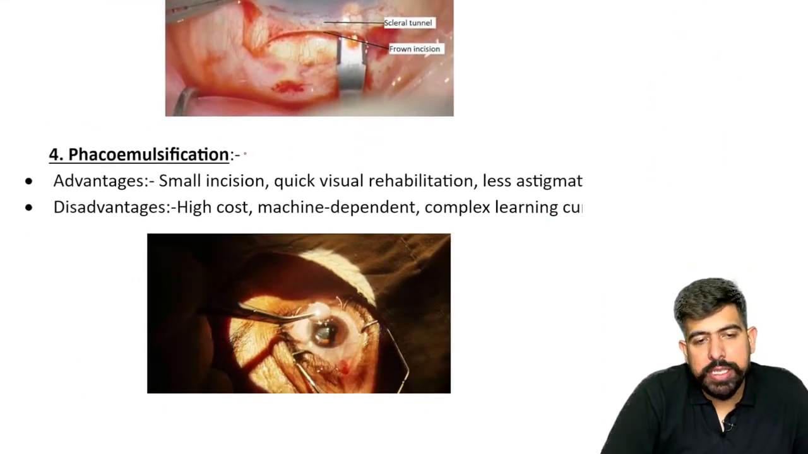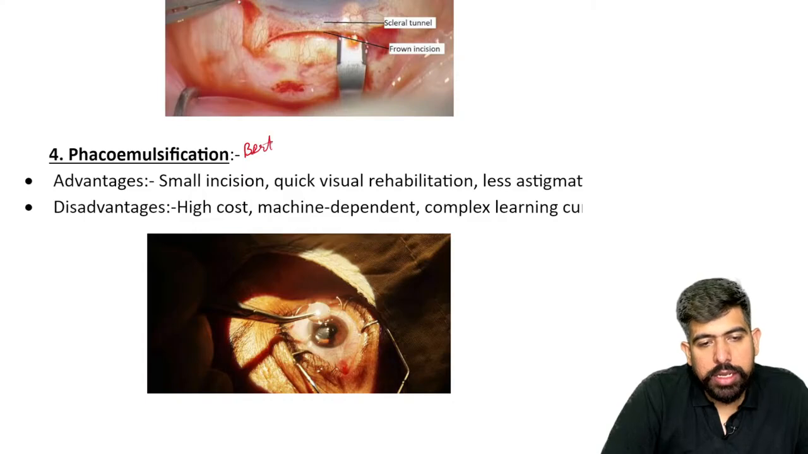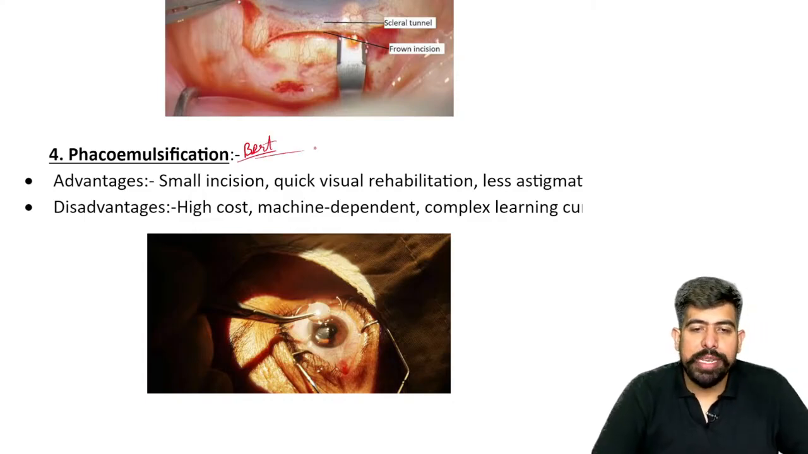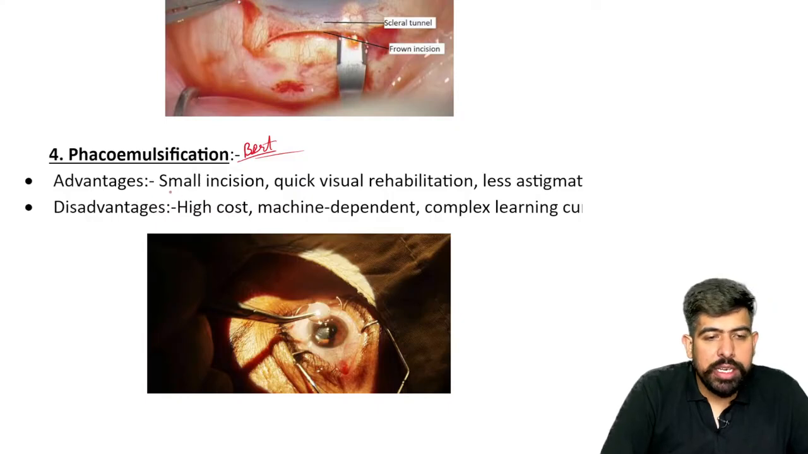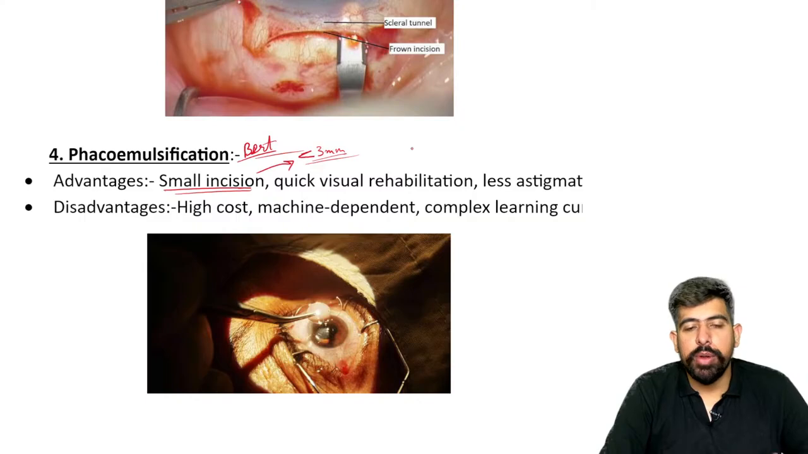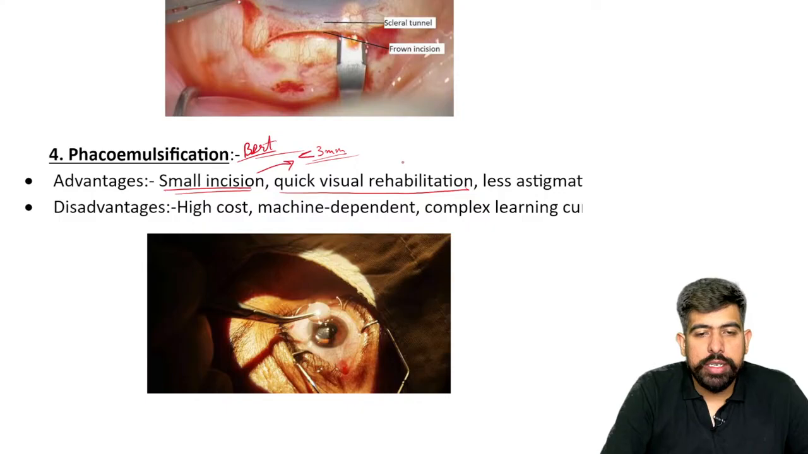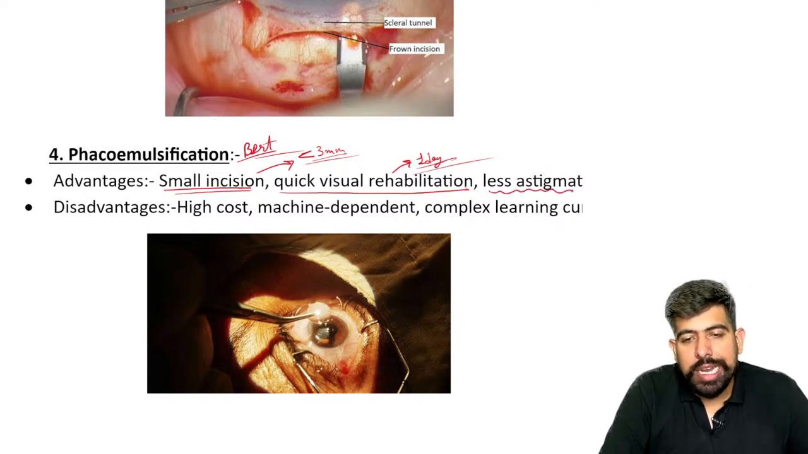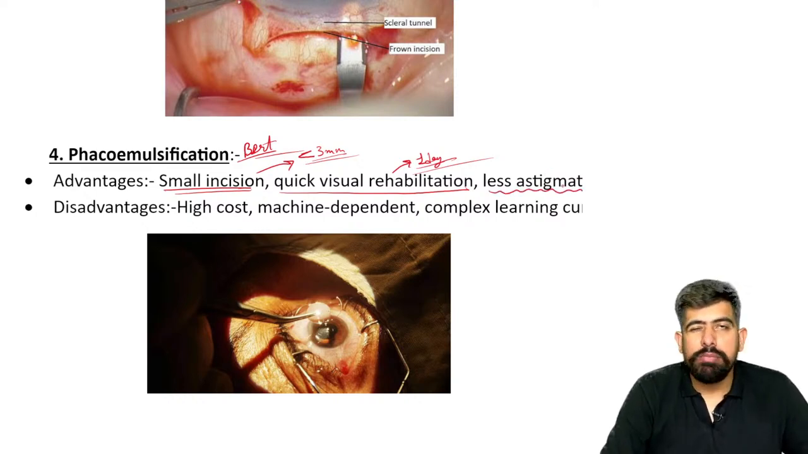But nowadays, which is the best, we are using more over there, and the advantages are here: just a small incision. What kind of small incision? Less than 3 mm. Please remember about it. Just 3 mm. And quick visual rehabilitation. The patient should take 1 day of rest and can go back to work. Also, there is less astigmatism, or we can say there is no astigmatism seen.